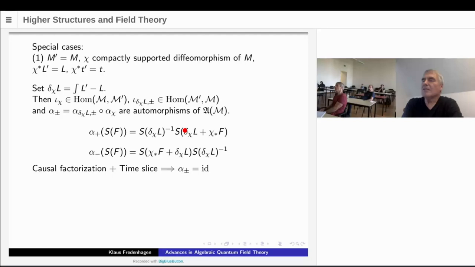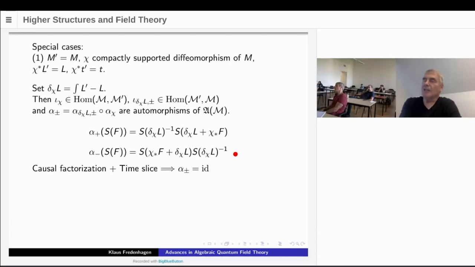So this formula alpha plus of S of F is now just given by this expression: S of delta chi L to the minus 1 times S of delta chi L plus the push forward of F. And the advanced map looks the same, up to the fact that the S of delta chi L to the minus 1 is on the other side.